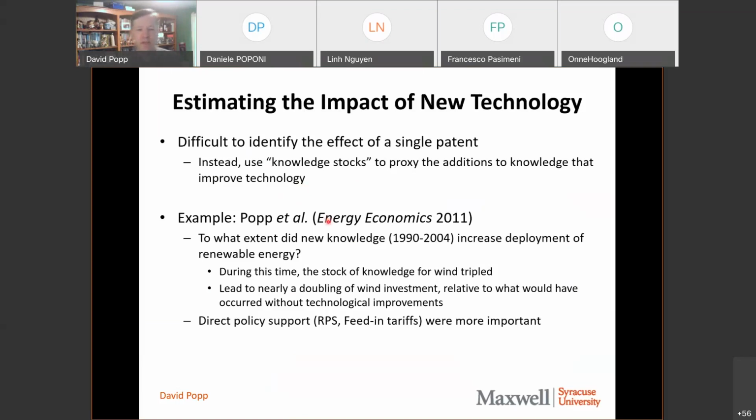In a paper that I published in Energy Economics, we use stocks like this to look at the extent that new knowledge created between 1990 and 2004 increased the deployment of renewable energy. We had data on countries, both developed and developing, around the world, and looked at where patents were filed. During this time, the knowledge stock for wind energy, for example, tripled, which led to nearly doubling of wind investment relative to what would have occurred if there hadn't been these technology improvements. So knowledge did have an important role. We do find in that paper, though, that direct policy support was more important than just the creation of new knowledge.